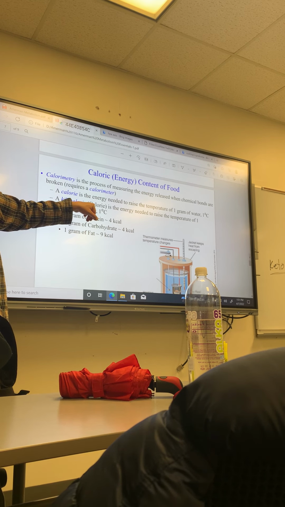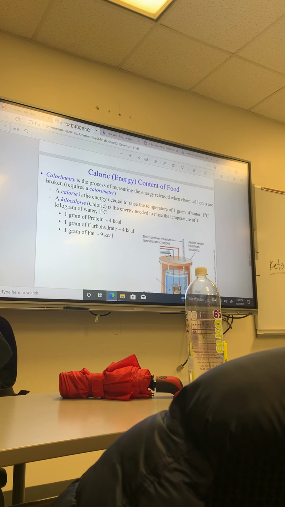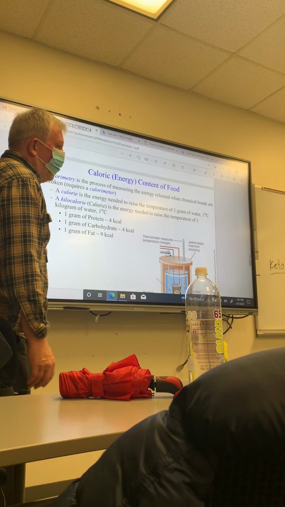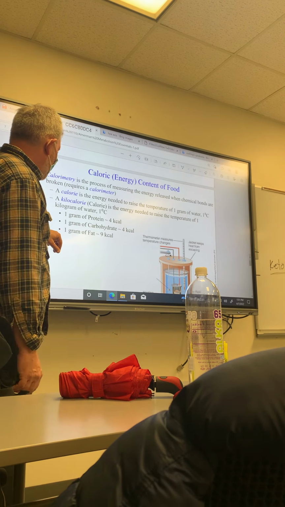And you will see an uppercase C referring to a kilocalorie, which is a lot more. A kilogram of water instead of a gram. How much is a kilogram? What does that prefix kilo refer to? 1,000, right? Deci would refer to 10. Centa would be 100. Deci is just 10. Kilo, 1,000.